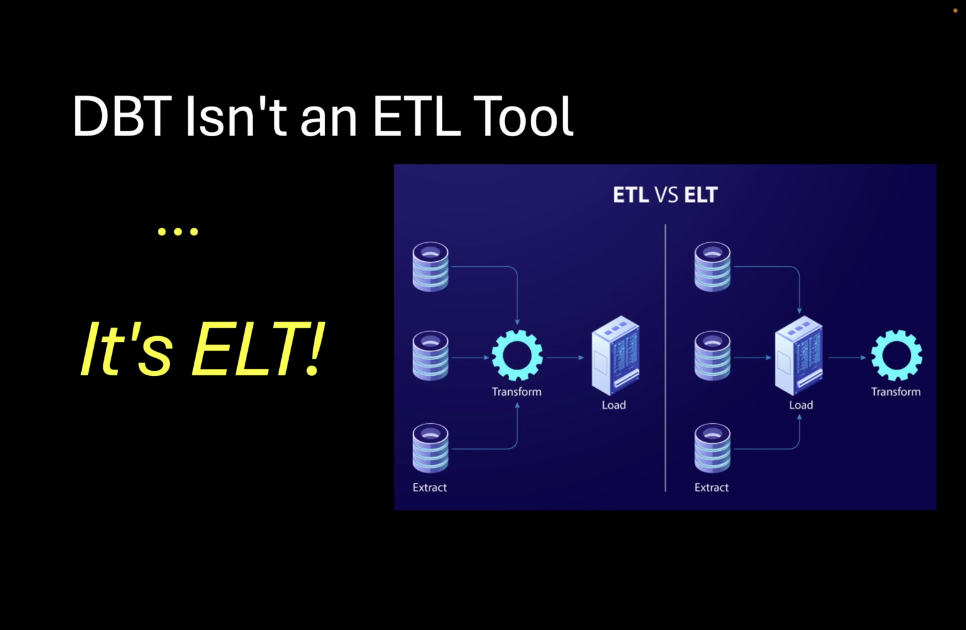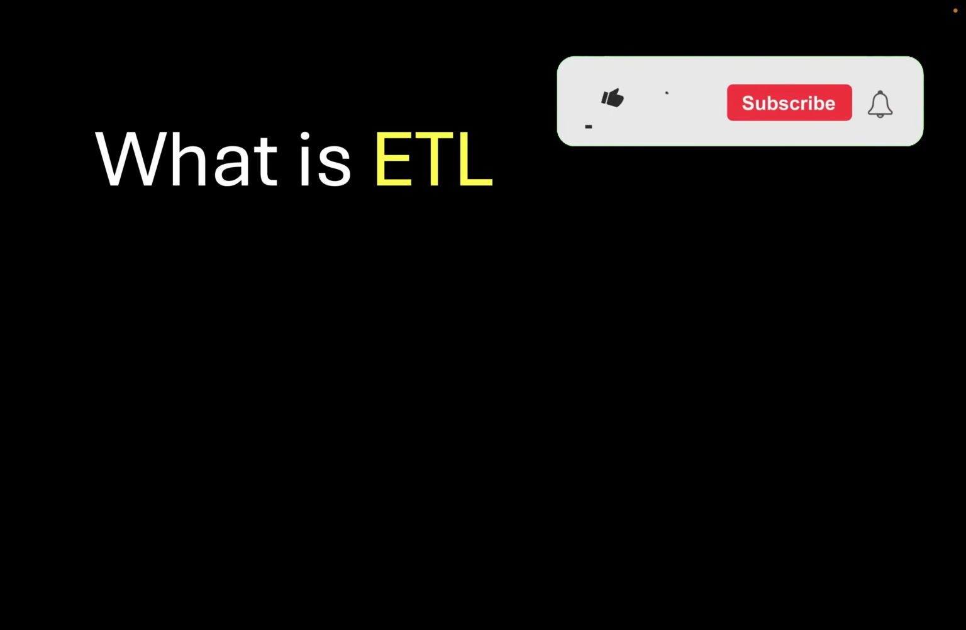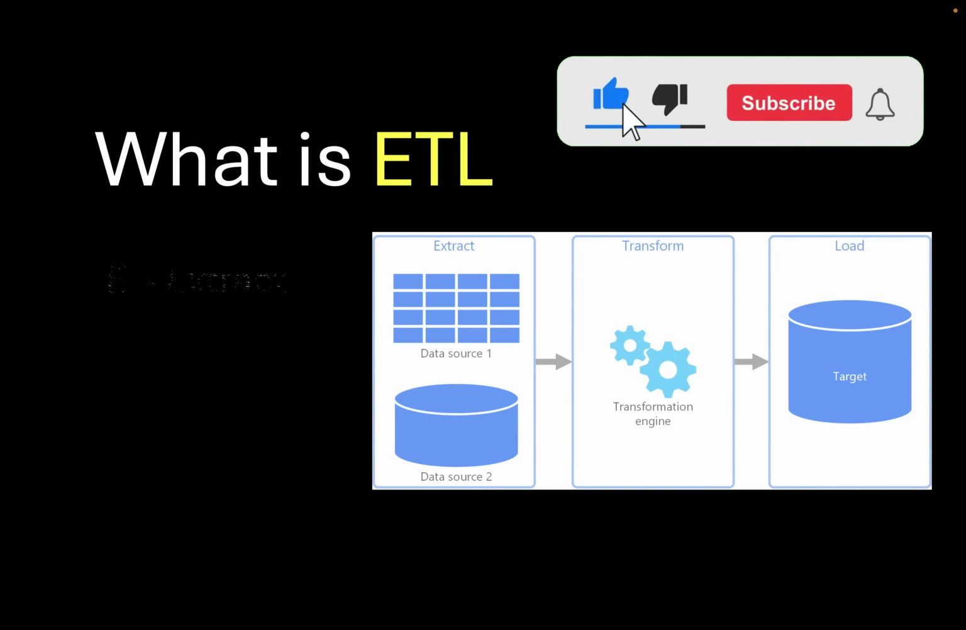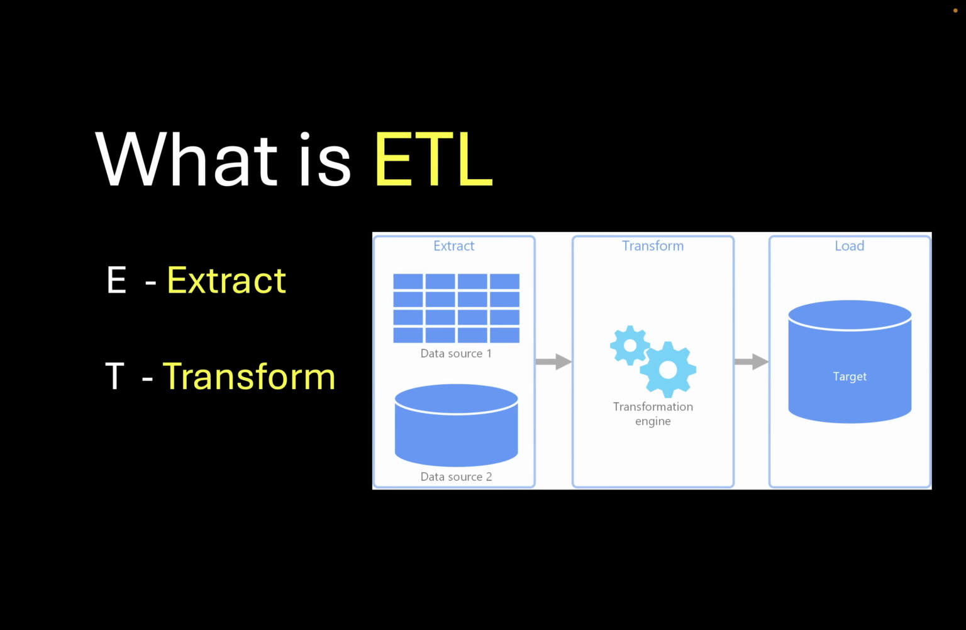Alright, so first let's go through a very quick difference between ETL and ELT. Okay, so we will start with ETL. And so what is ETL? So ETL stands for extract, which is E, and then T stands for transform and L stands for load. So in the traditional ETL paradigm, you extract the data from your source systems, then you transform that data before it gets loaded into your data warehouse.